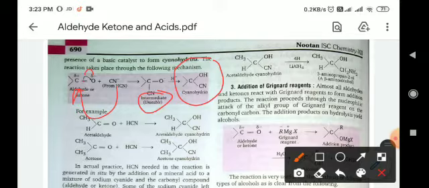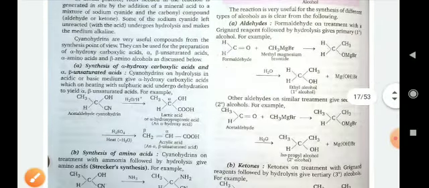You can take another example. If you take any group at this vacant site, here CH3 and H, and form this compound, that is known as acetaldehyde cyanohydrin. If you take both alkyl groups, then it gives acetone cyanohydrin. So that is the addition of HCN.